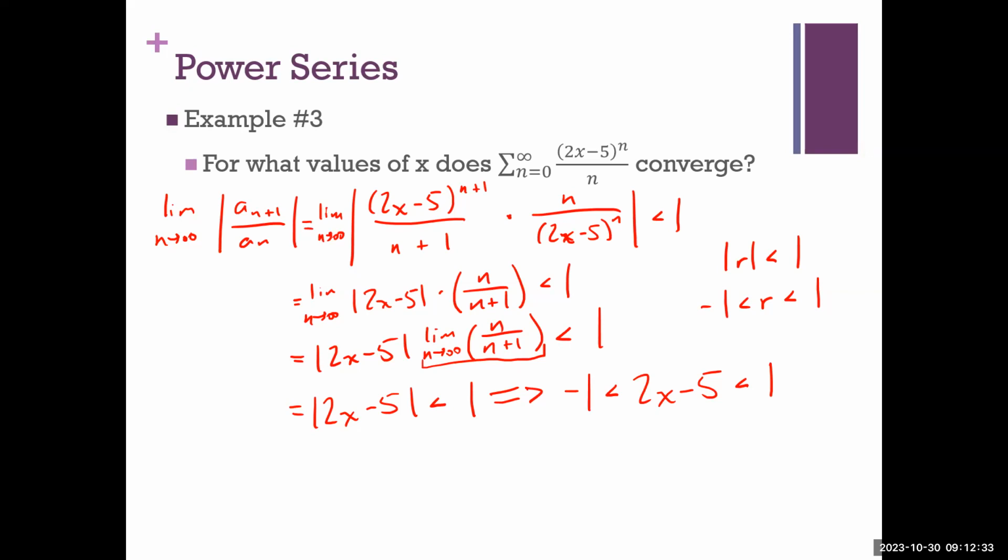I want to isolate x, so what's a good first move to do that? Add 5. So I can add 5 to all branches of this inequality, and I get -4 is less than 2x, which is less than 6. Positive. Yes. And then what? 2 is less than x, which is less than 4.